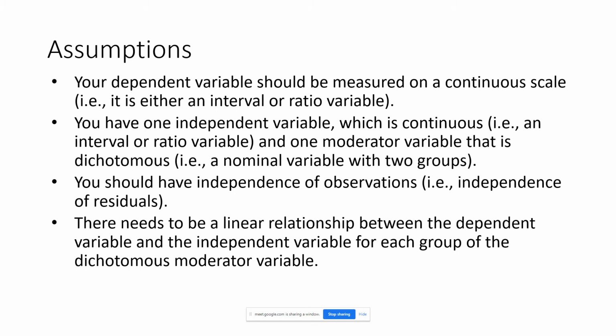You have one independent variable that is continuous and one moderator variable that is dichotomous, or a nominal variable with two groups. As stated, the variables could be interval or ratio, and the moderator could be nominal with two groups. You should have independence of observations, so independence of residuals.